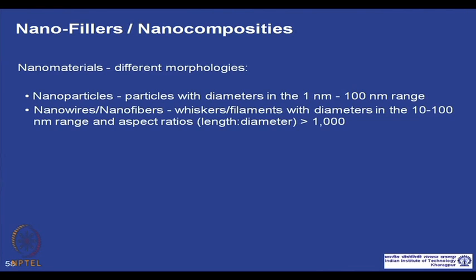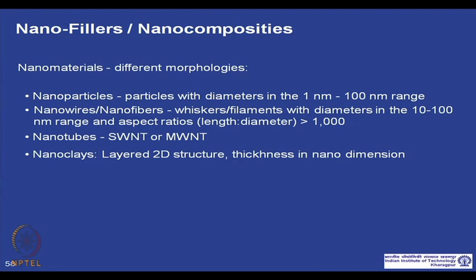Nanowires or nanofibers are basically whiskers or filaments with diameters in the range of 10 to 100 nanometers, having high aspect ratio. Nanotubes, especially carbon nanotubes, because of their very high potential, single wall carbon nanotubes or multi wall carbon nanotubes, are nowadays used for different polymeric nanocomposites. Nanoclays have a 2 dimensional layered structure with thickness in nano dimension. They are also used in nanocomposites. Fullerenes, spherical fullerenes, and others are also used as nano fillers.